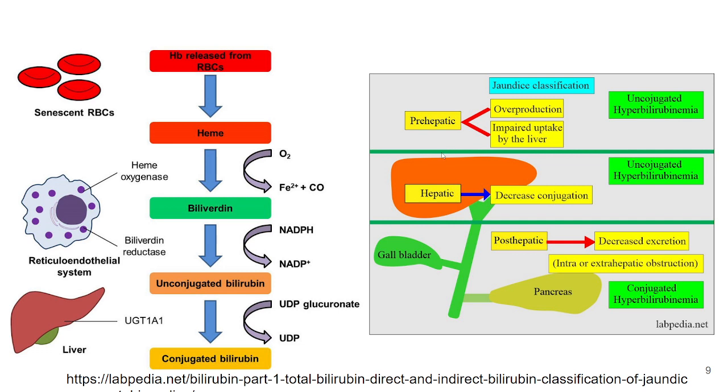So in conditions where the blood supply to the liver is affected, it can also result in an unconjugated hyperbilirubinemia. The bilirubin level would be raised. When the conjugated bilirubin level is raised, it is always suggestive of an obstruction to the biliary system. It's also called post-hepatic jaundice or obstruction.